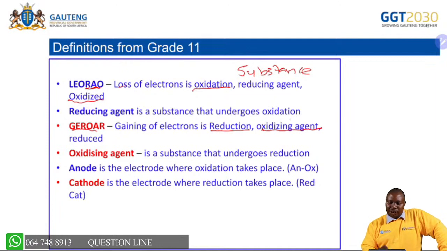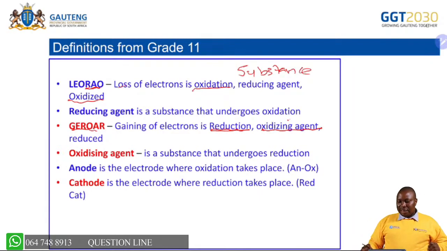Substance. You always refer to it as a substance that undergoes reduction, or a substance that gains electrons. So I hope this slide as well will help you. Remember, I said you got to know the definition of an anode.